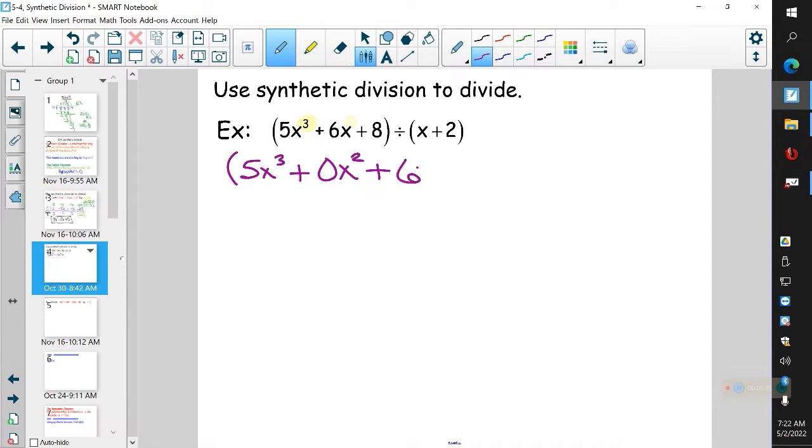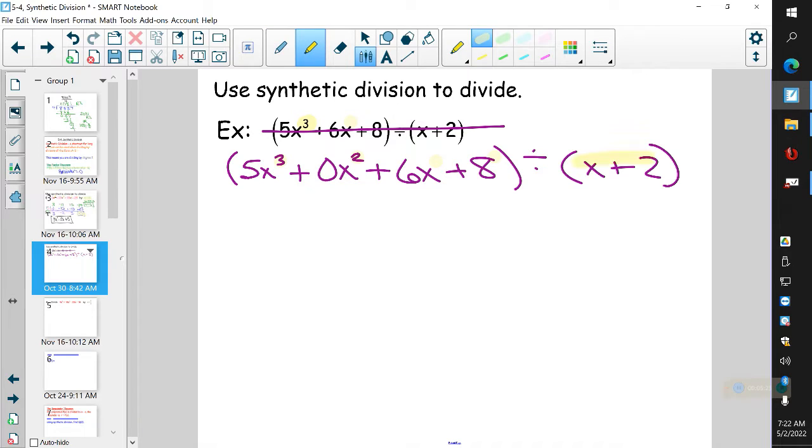Then I'm going to drop down the 6x. Then I'm going to drop down the 8. So now I have 3, 2, 1, 0. And I'm going to recopy the rest of the problem. I am no longer using the original problem. I'm going to be using this problem.